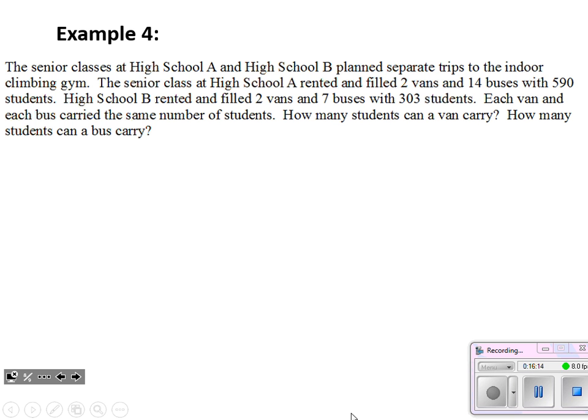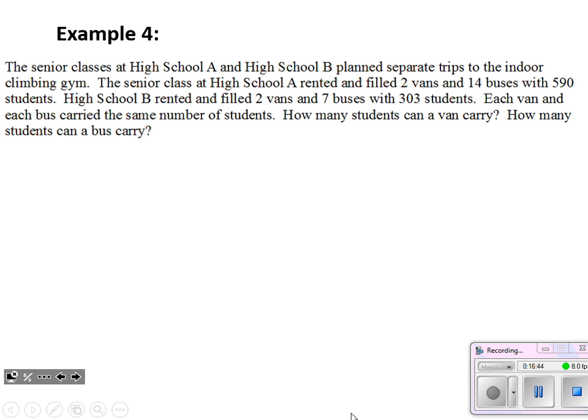The senior classes at High School A and High School B planned separate trips to the indoor climbing gym. The senior class at High School A rented and filled 2 vans and 14 buses with 590 students. High School B rented and filled 2 vans and 7 buses with 303 students. Each van and each bus carried the same number of students. How many students can a van carry? How about a bus?